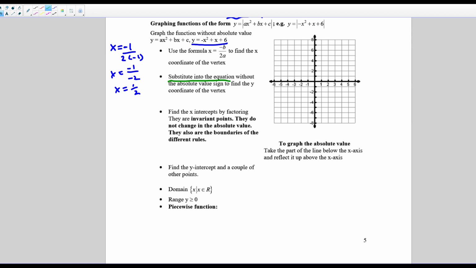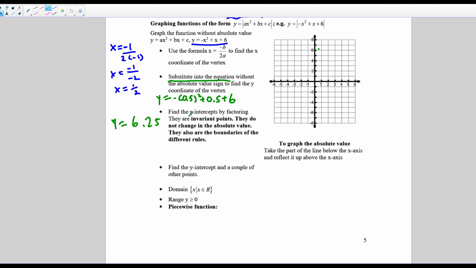And what I'll do is, let's go ahead and do this. We've got y is equal to negative 0.5 squared plus 0.5 plus 6. So we end up getting y is equal to 6.25. So our coordinate from here, we get x is 1/2 and y is equal to 6.25. So it doesn't have to be perfect, but it has to be pretty close. So we have 1/2, 6.25, somewhere about there.